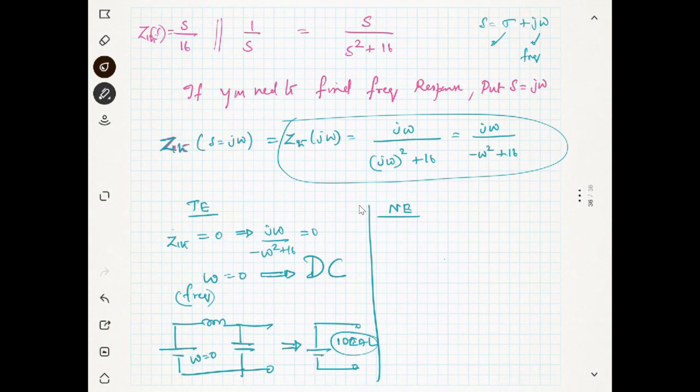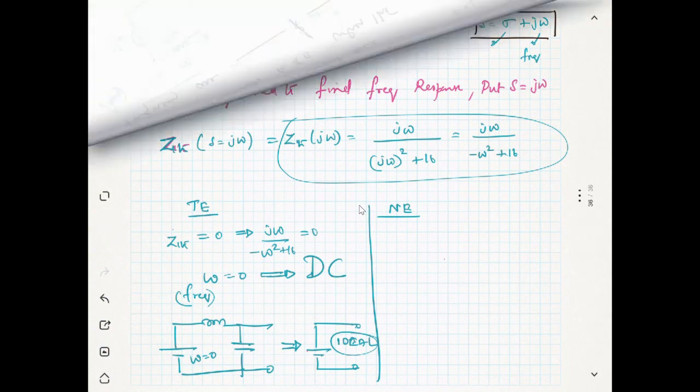Excuse me, I have a question, doctor. When you find the Z Thevenin, why do you remove S and put j omega? Why not keep it as general, S? I will explain in the next slide after finishing this. Okay, sure.